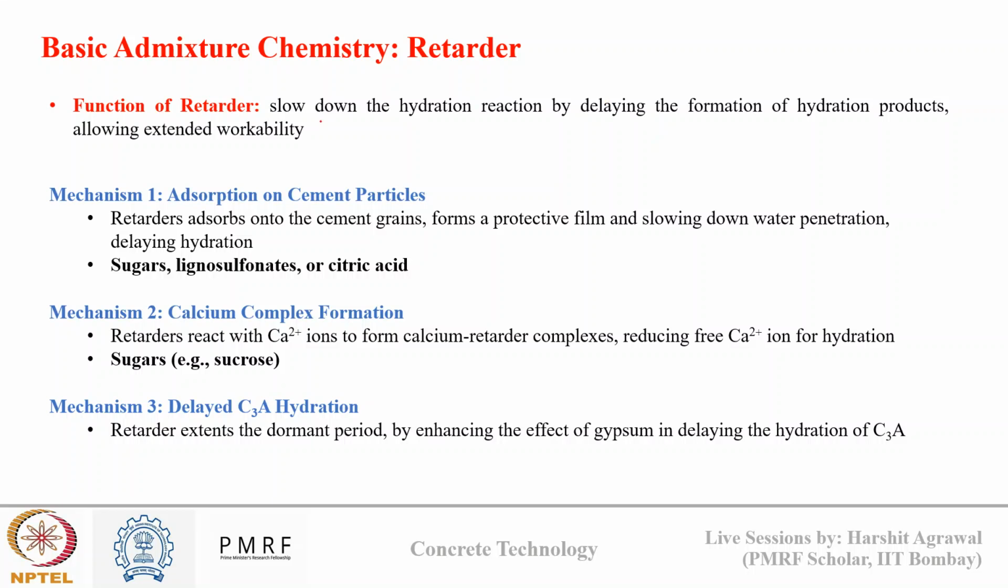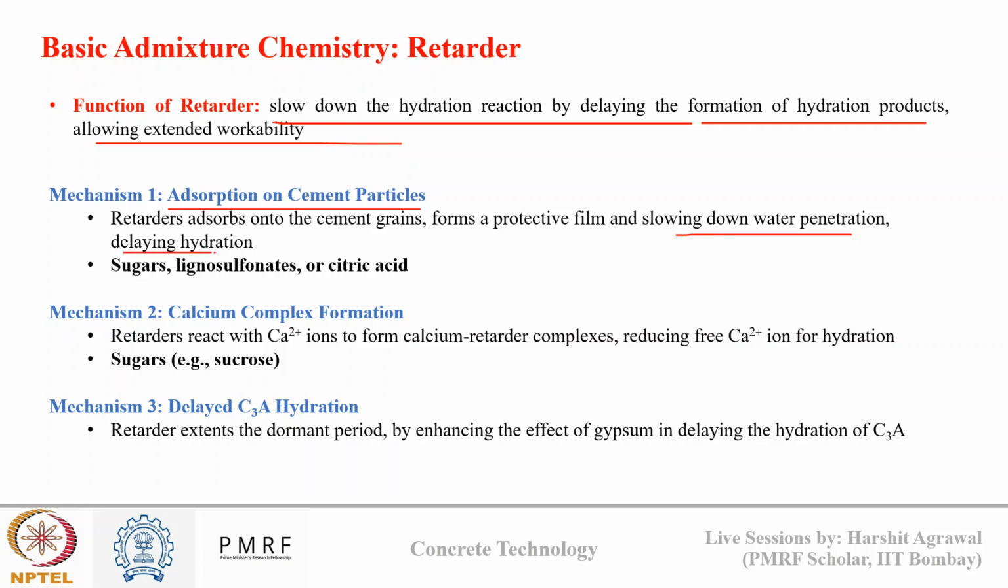And a retarder slows down the hydration reaction by delaying the formation of hydration products. It can do this in three ways, either by adsorbing on the cement particle. If it adsorbs on the cement particle, it will slow down the interaction of water with the cement, and will slow down the hydration.